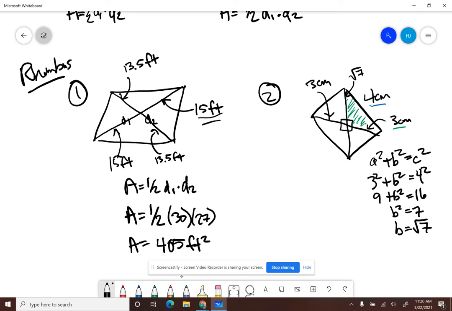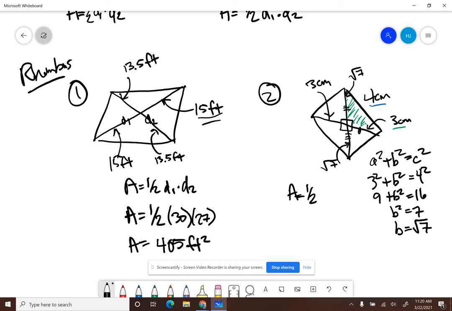Well, if that side is the square root of 7, remember in a rhombus that these have to be the same. So that means this one is also the square root of 7. So now let's talk about our formula and what we have. A equals 1/2.